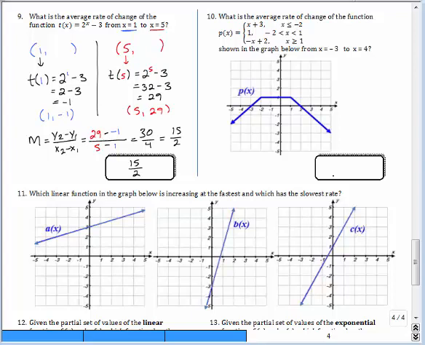All right, in the next one it says, what is the average rate of change of the function shown in the graph below from x equals negative 3 to x equals 4? Well, let's see if we can see it in the graph. First, this is the piecewise function. You can see it kind of goes up, levels off, comes down. That's what this would look like as a graph.